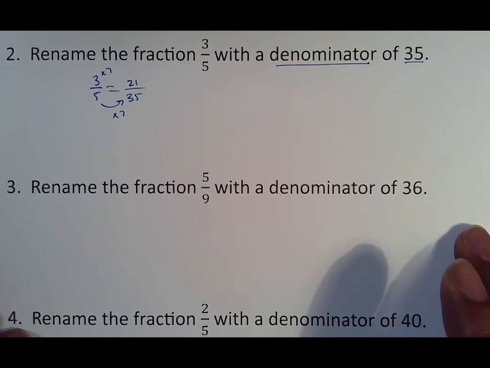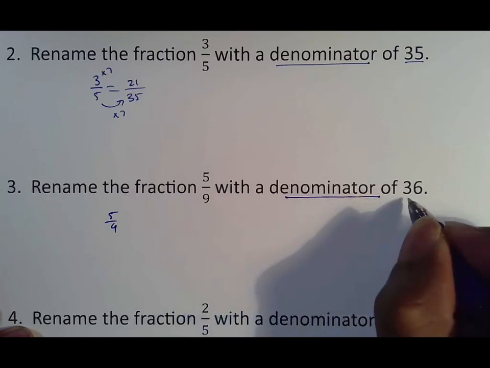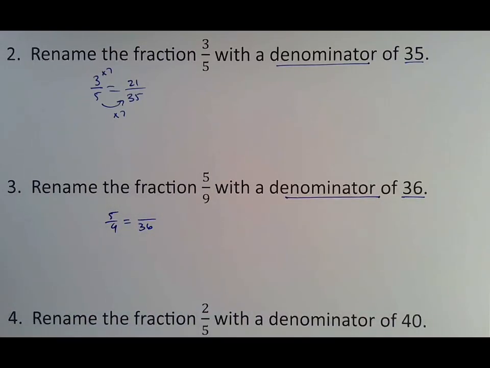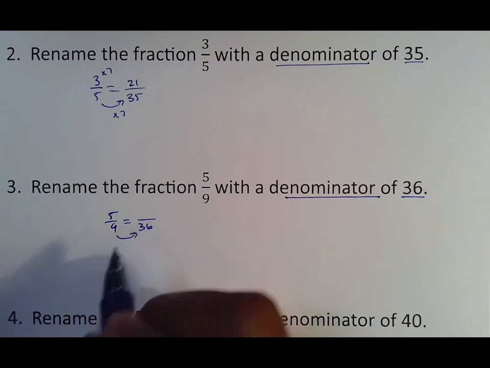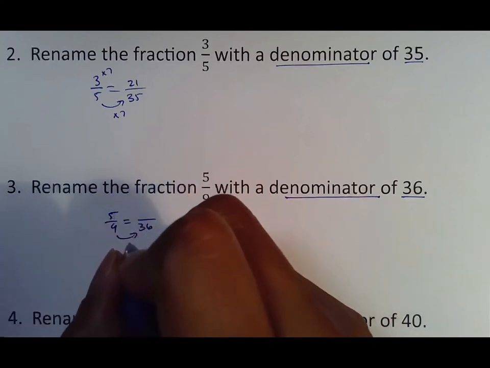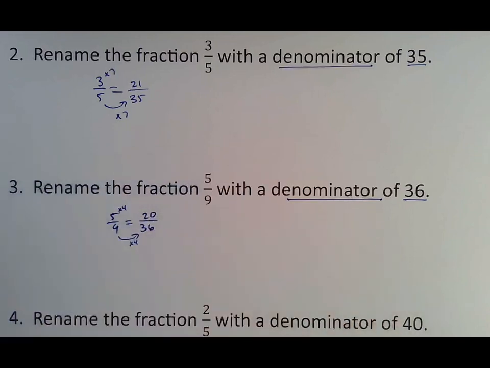Rename the fraction 5/9 with denominator of 36. So 5/9 with denominator, which means bottom number, of 36. So now what we do is, what do we multiply 9 by to make 36? Well, 9, 18, 27, 36, that's 4. So we want to multiply this by 4 and end up with 20.